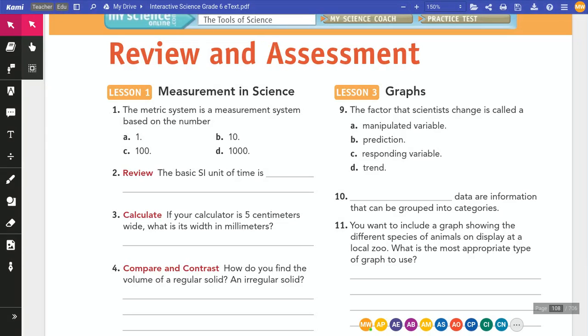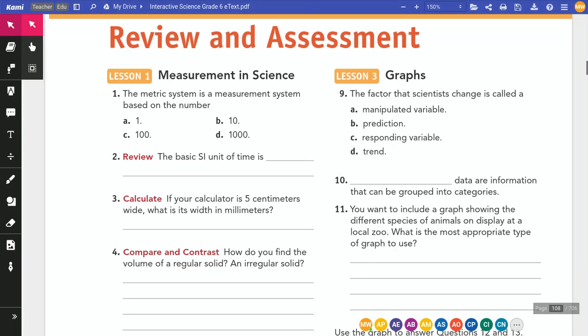I'll be reading the review and assessment for Chapter 2, 6th grade science here. Lesson 1, Measurement in Science. 1. The metric system is a measurement system based on the number A. 1, B. 10, C. 100, D. 1000.